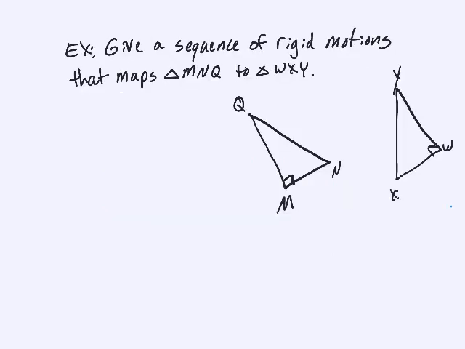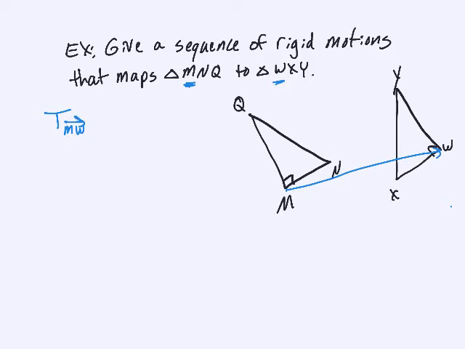So here's an example of this. Give a sequence of rigid motions that maps M and Q to W, X, Y. So what you would do is I would map M to W. So I would translate it, which means you would translate using a translation vector MW. And then I would check the orientation.